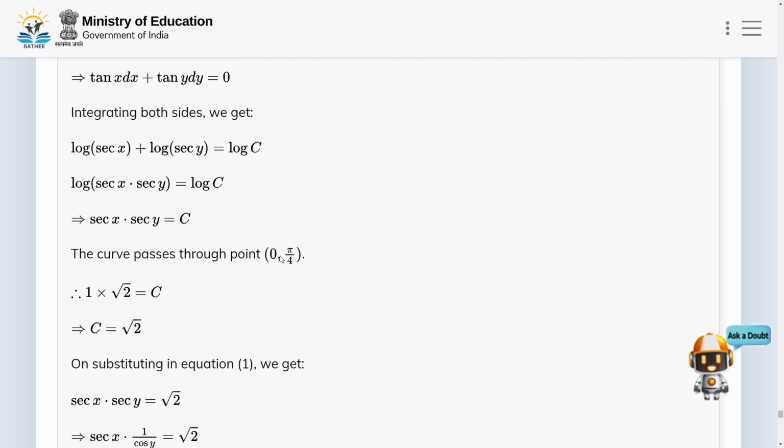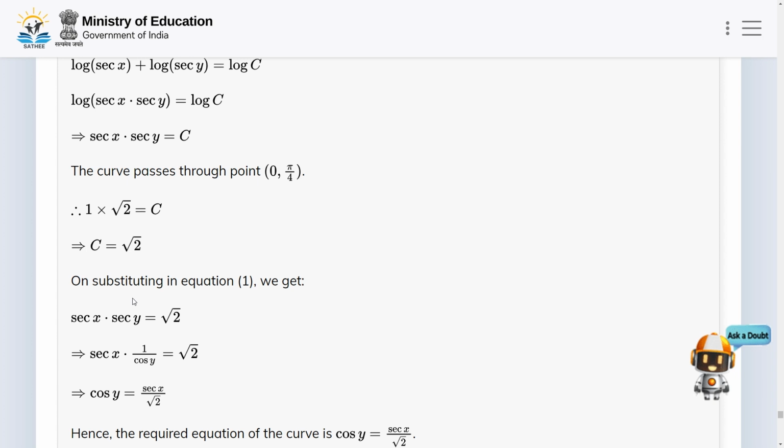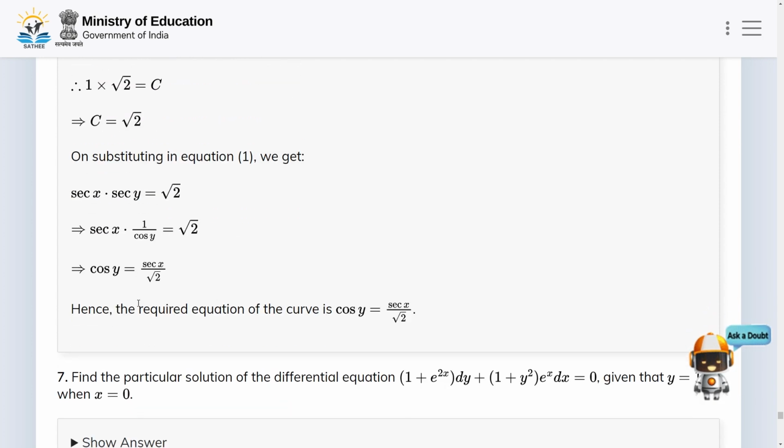Now substitute x as 0 and y as pi by 4. So sec 0 means 1, sec pi by 4 is root 2. This will be 1 product with root 2 is equal to c. The c value will be root 2. This means the particular solution will be sec x sec y is equal to root 2. Okay, I hope this is clear. Or another way to represent this is cos y is equal to sec x divided by root 2. Okay, clear? Okay, let us move to the next.